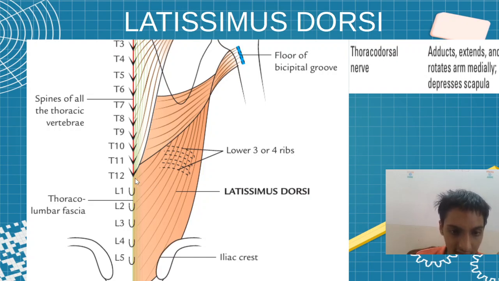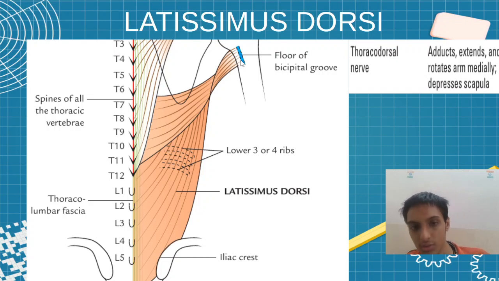So anyway, let us see now. T12 to L5 is the origin, and 9th to 12th ribs, iliac crest and thoracolumbar fascia. Insertion is into the floor of the bicipital groove of the humerus. This is supplied by the thoracodorsal nerve.